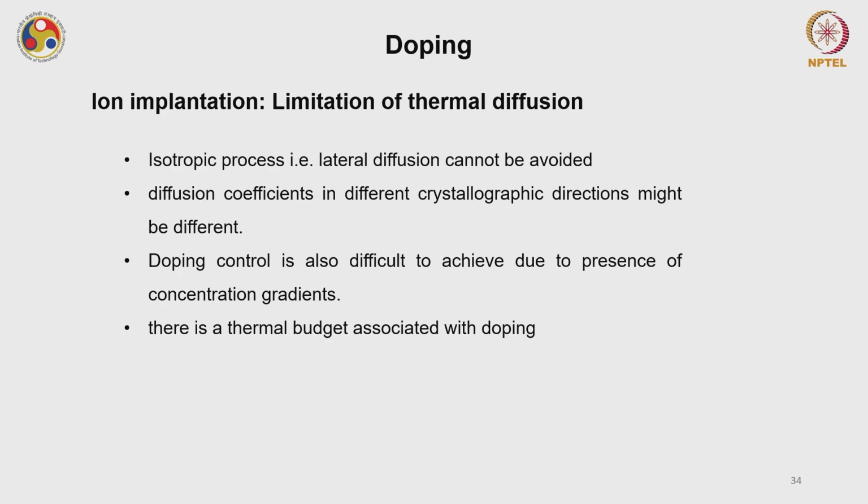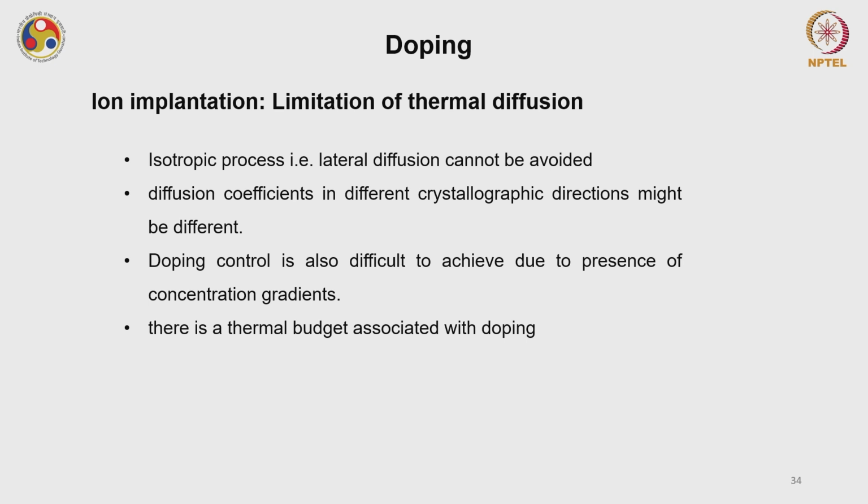Then the second kind of doping is ion implantation. This ion implantation tool is really a costly tool, but it has evolved as an alternative technology to diffusion type doping, because the thermal diffusion process is an isotropic process. So lateral diffusion you cannot avoid. Diffusion coefficients in different crystallographic directions can be different, which is one of the limitations of thermal diffusion.